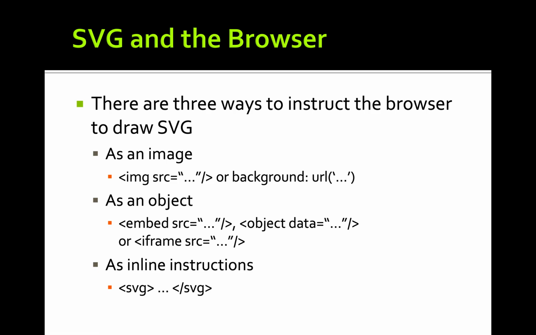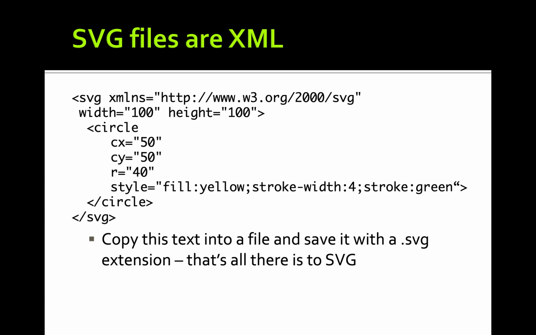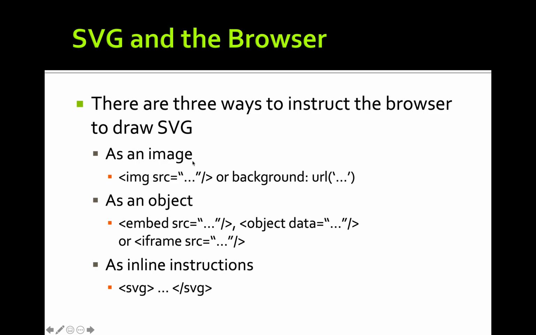There are three ways to instruct the browser, three different ways to tell the browser to draw a specific image for us. One is as an image. We have the file name that we saved as an SVG, and we tell the browser to go to that file, read it, and draw it as an image for us. Another is as an object, where we embed the file.